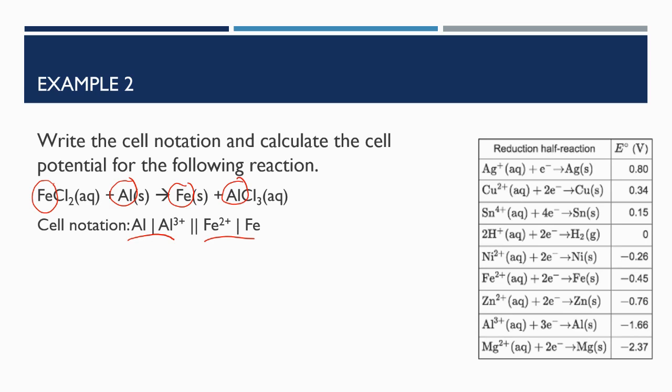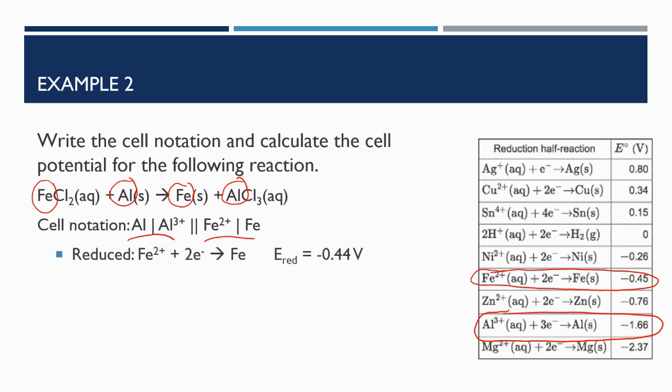Now we want to calculate the cell potential of the reaction, meaning we want to look at iron being reduced. So we can just look straight off this table, iron being reduced. Notice that is not spontaneous. Iron is not a spontaneous reaction for reduction. But also notice that aluminum's reduction is even less spontaneous. And so in this particular reaction, aluminum is oxidized, meaning we're going to flip that reaction.